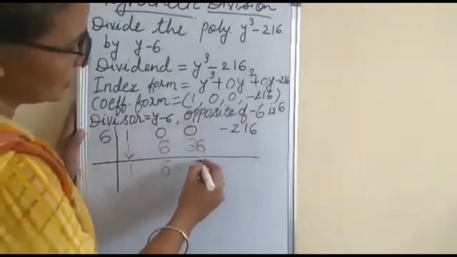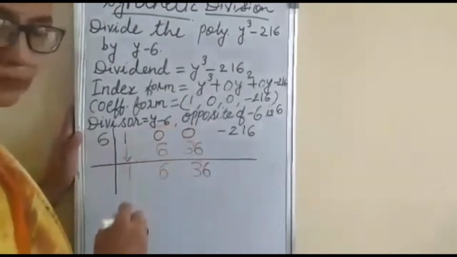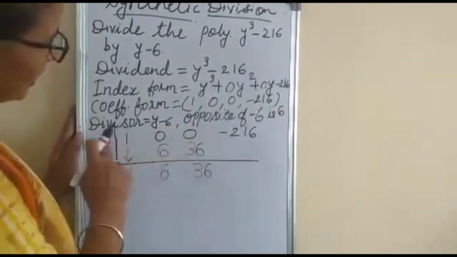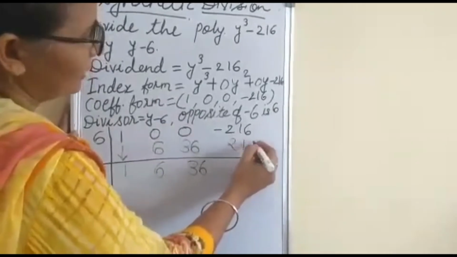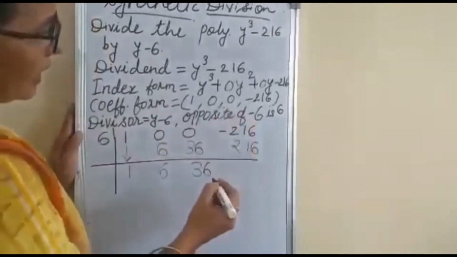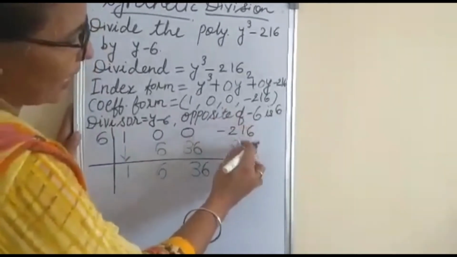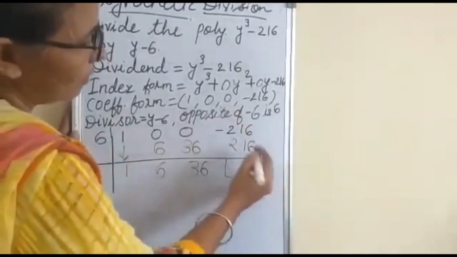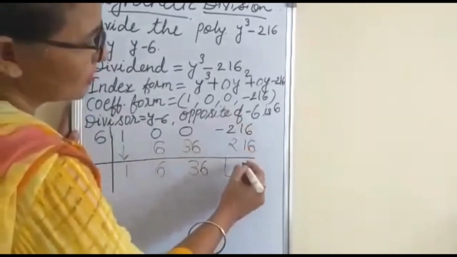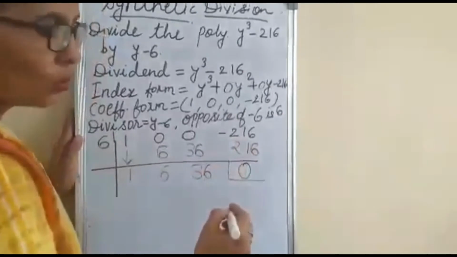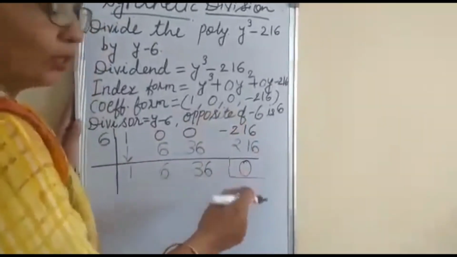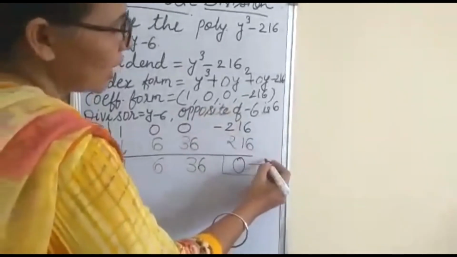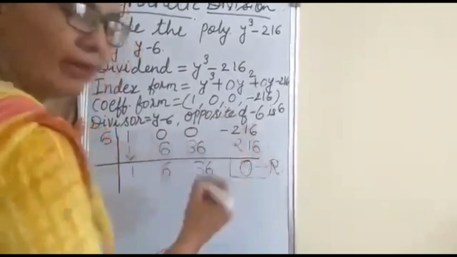0 plus 36 is what? 36. Now 36 into 6 will be what? 216. And now you have to again add these two. You know, minus 216 and plus 216 will give you what? 0. And it is not compulsory that the remainder is always 0. Okay. So here we got 0 as the remainder.